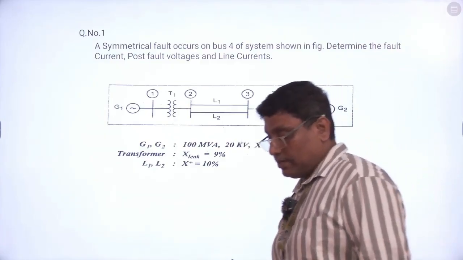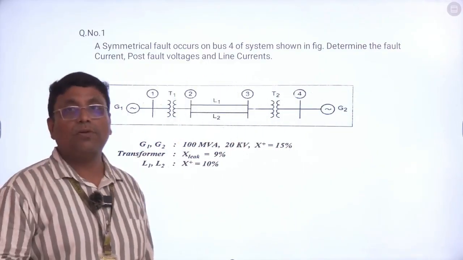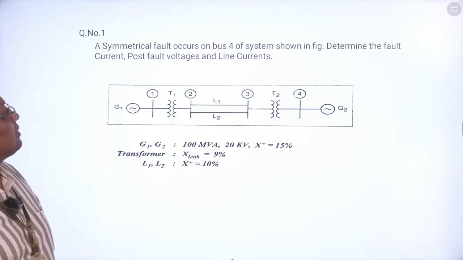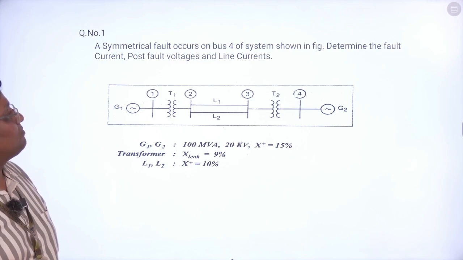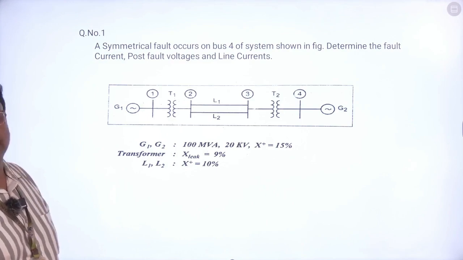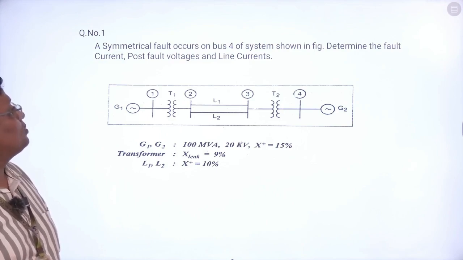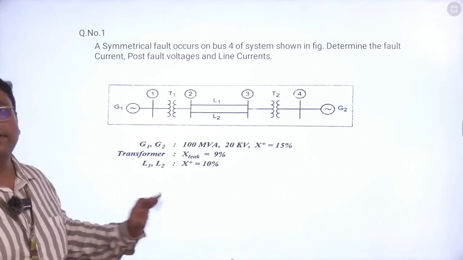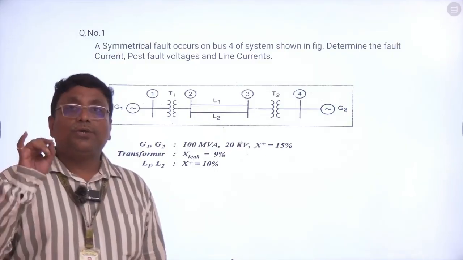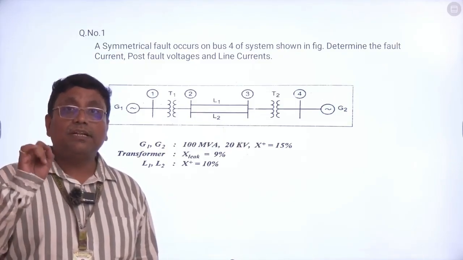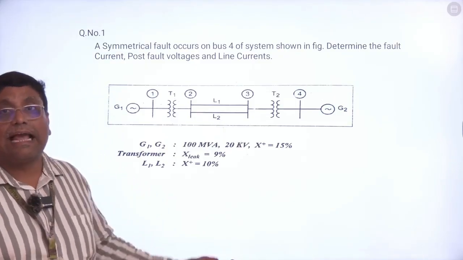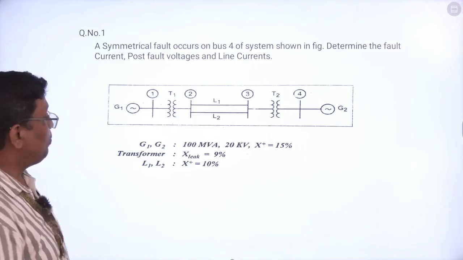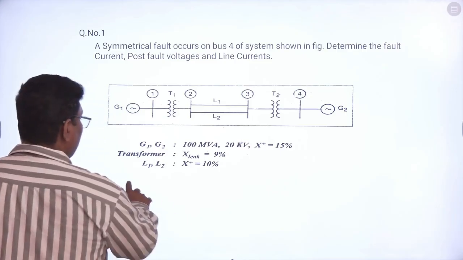So this is one of the example problems in symmetrical fault analysis. Symmetrical fault occurs on bus 4 of the system. Determine fault current, post fault voltages and line current. So here, using Z bus building algorithm, I can calculate the fault current. Okay, so we know very well the Z bus building algorithm.